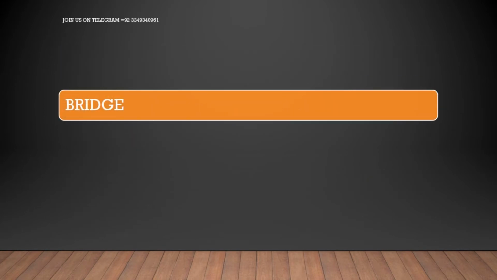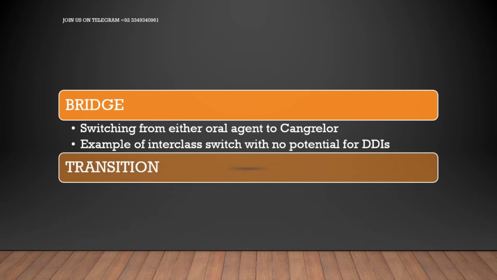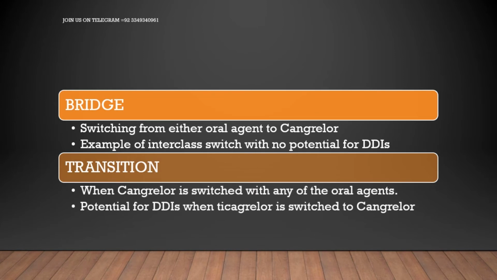Coming to the switching between oral and intravenous agents, bridge is defined as switching from either oral agents to cangrelor, and it's an example of interclass switch with no potential for drug-drug interaction. And transition, on the contrary to bridge, is referred to as when cangrelor is switched with any of the oral agents, and it has potential for drug-drug interactions, particularly when ticagrelor is switched to cangrelor.